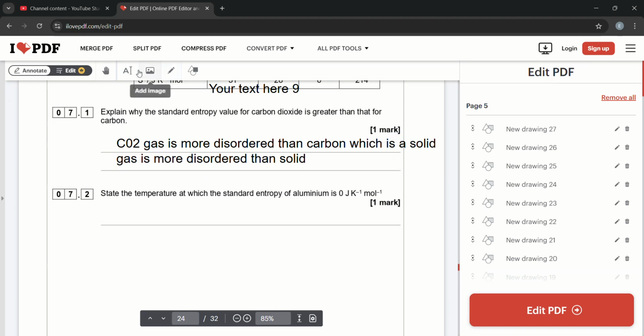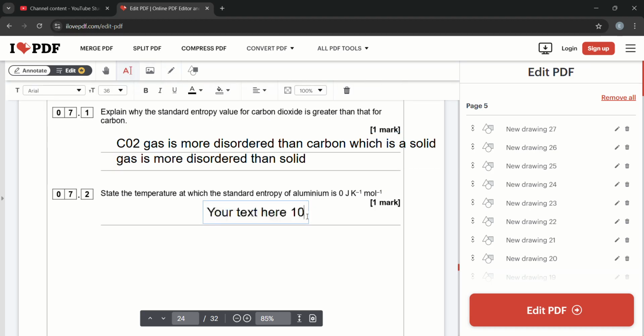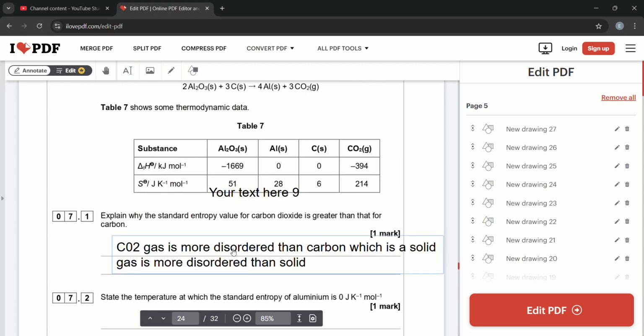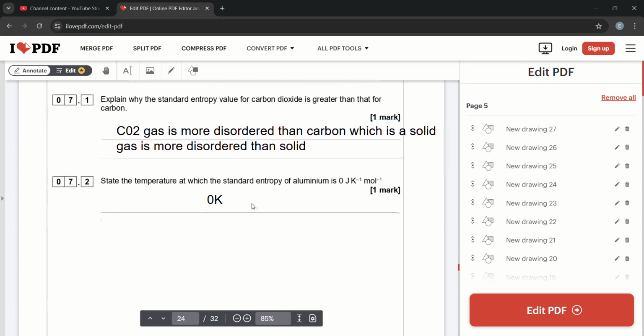Say the temperature at which the standard entropy value of aluminium is 0. Well, the temperature is just going to be 0 Kelvin, or absolute 0. And if we're going to use 0, the units will be in Kelvin.